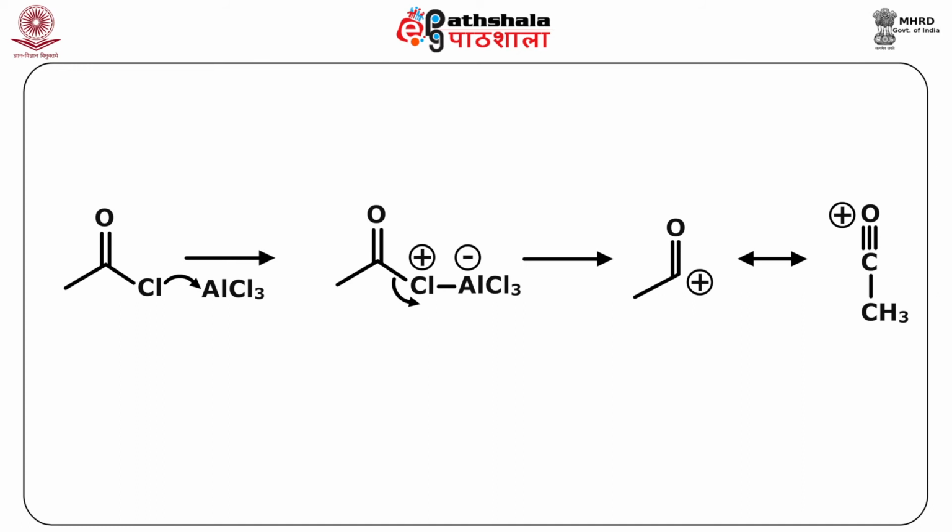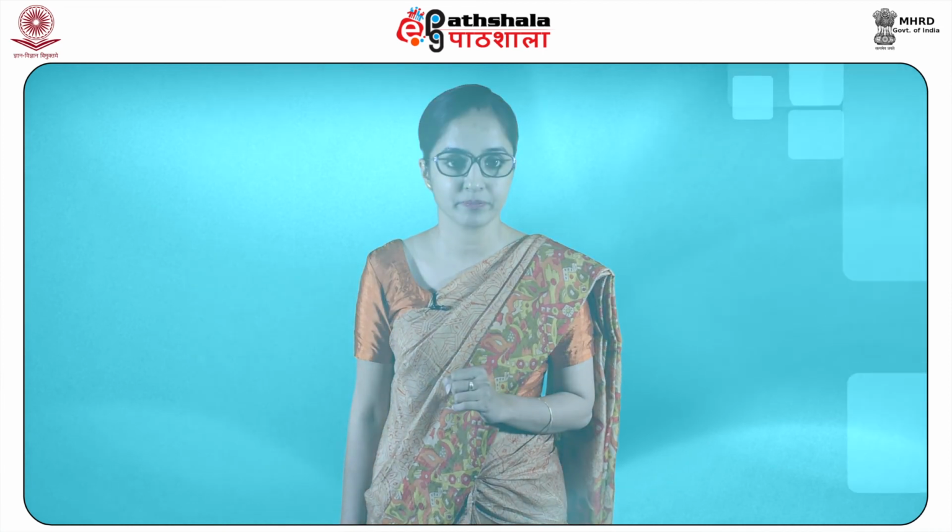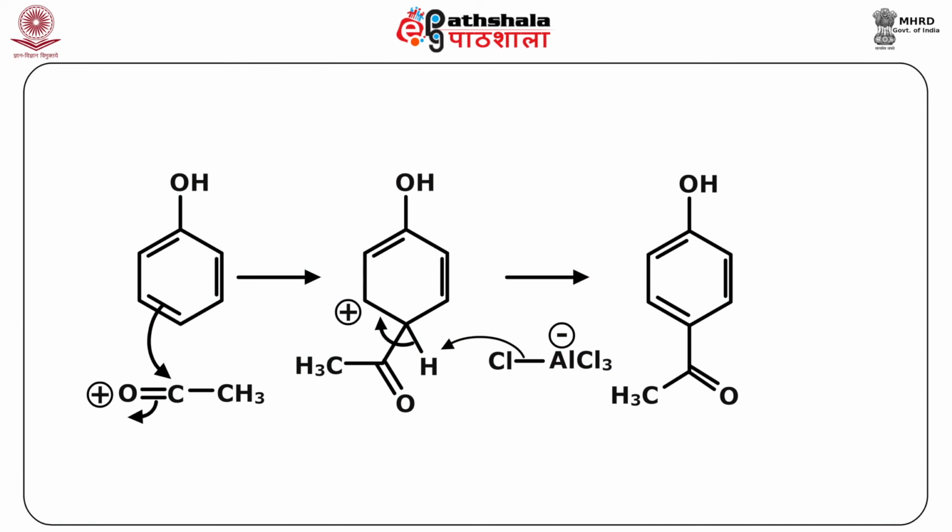As a result, the chlorine bond is weakened and Cl plus AlCl3 leaves, that is AlCl4 minus leaves. The acylium ion acts as an electrophile in the electrophilic aromatic substitution mechanism. The hydroxyl group here is an ortho-para directing group, and thus a para substituted product is formed henceforth.